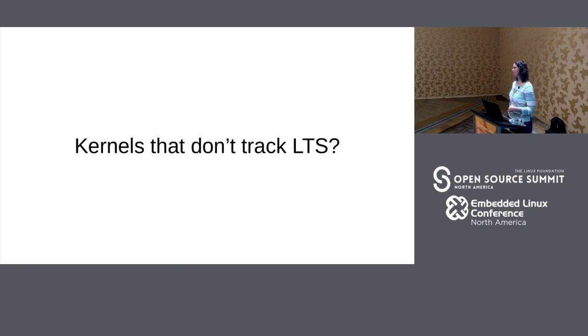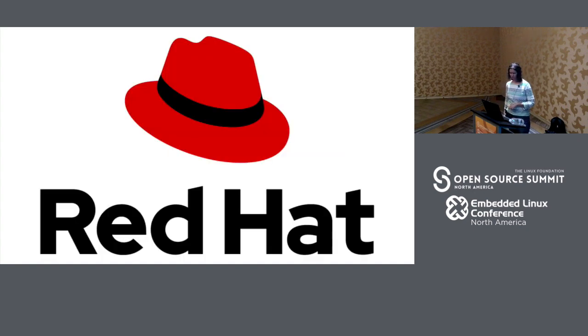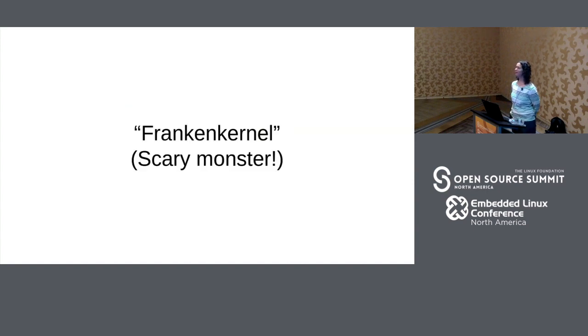I spent some time talking about the upstream LTS kernels, but it turns out there are a lot of distributions out there that aren't going to use the LTS kernels and tend to do something that kind of looks like an LTS kernel, but follows a different schedule. Okay, I am obligated to talk about my employer here, Red Hat. A lot of people sometimes like to talk about how Red Hat maintains the enterprise kernels for Red Hat Enterprise Linux. And they've kind of given them this nickname of Franken-kernels.